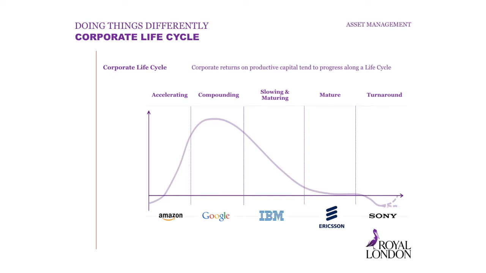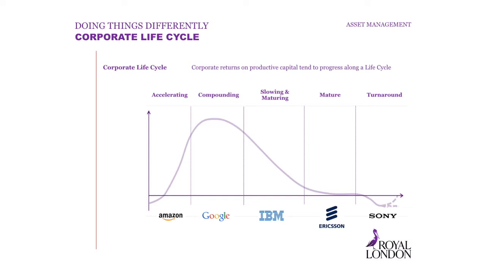Innovative early stage companies are located on the left of this chart. They make low returns on productive capital as they invest in innovation and growth, and Amazon is a good example of a company currently in this space. In the event of successful innovation and surprise, returns on productive capital can improve significantly, and Alphabet, which is the owner of Google, is a good example of a company that has achieved this.